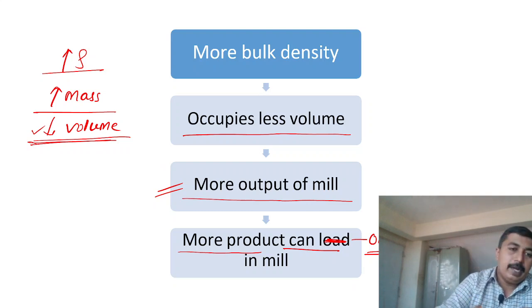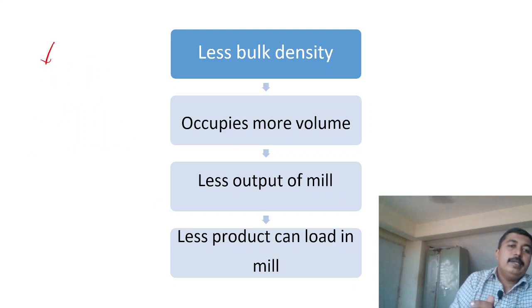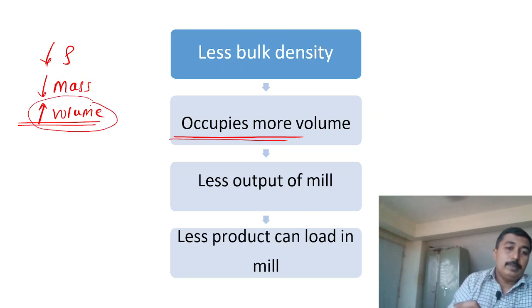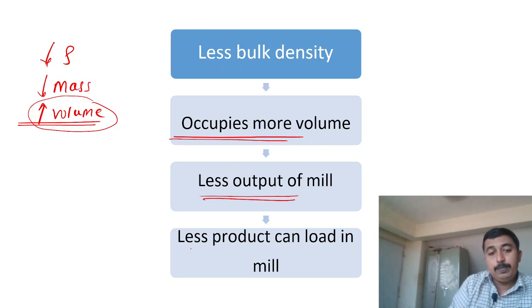Exactly opposite, if the density is less, less density means less mass and more volume. So these powders occupy more volume because these are light powders. So you cannot load more powder in the mill. So output of the mill will be less, and less powder material you can load in the mill.